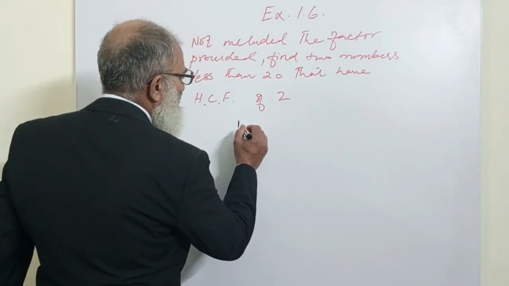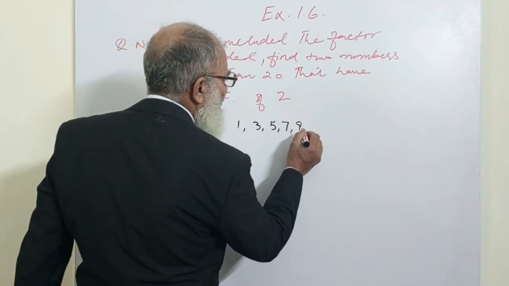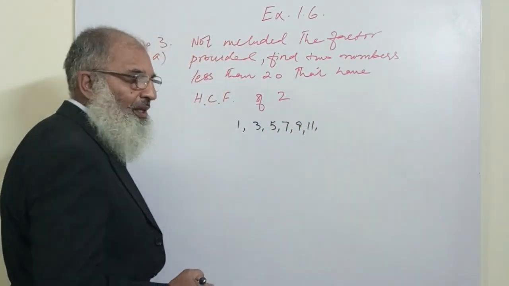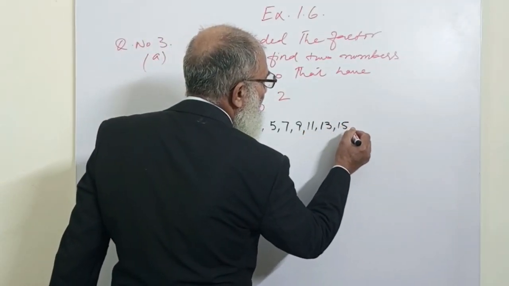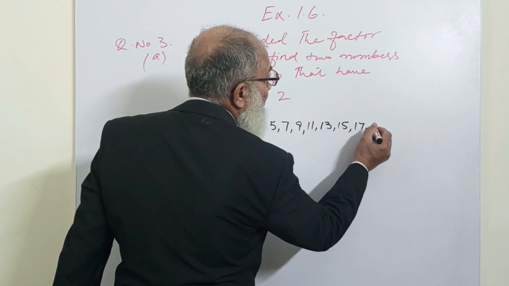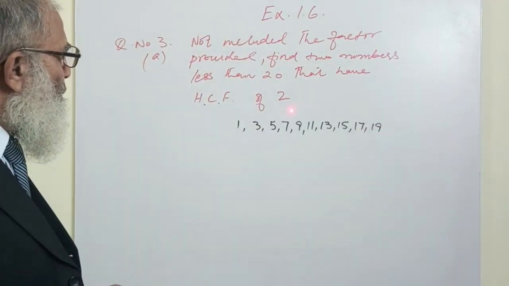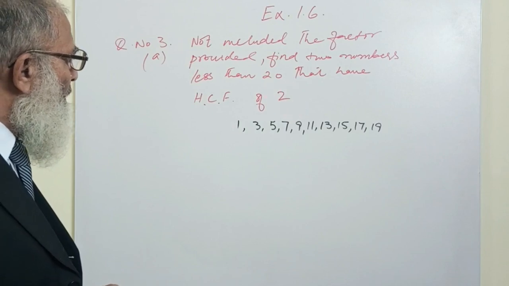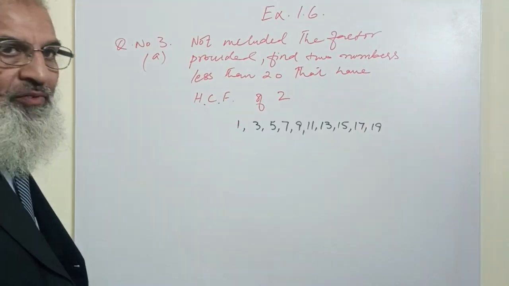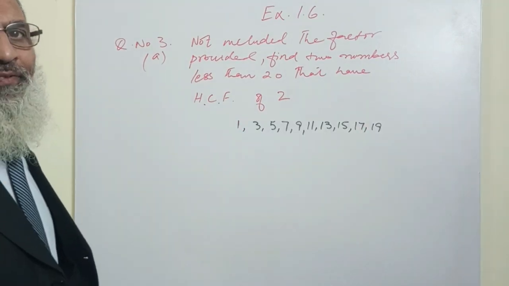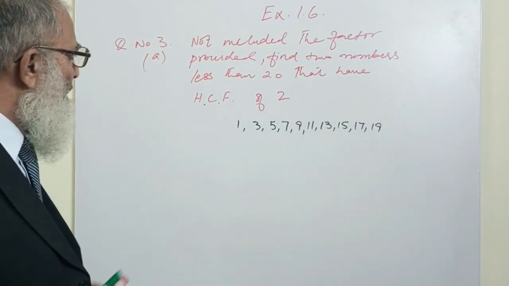There are some numbers like 1, 3, 5, 7, 9, 11, 13, 15, 17, and 19. 2 cannot be the HCF of any of these numbers. So I am left with fewer choices now.